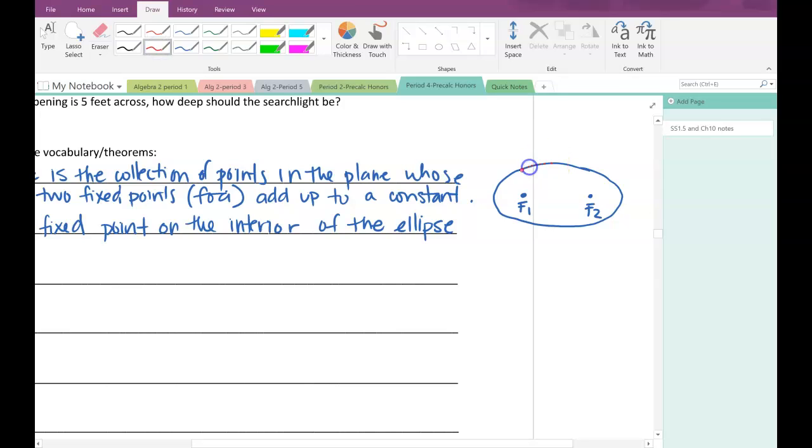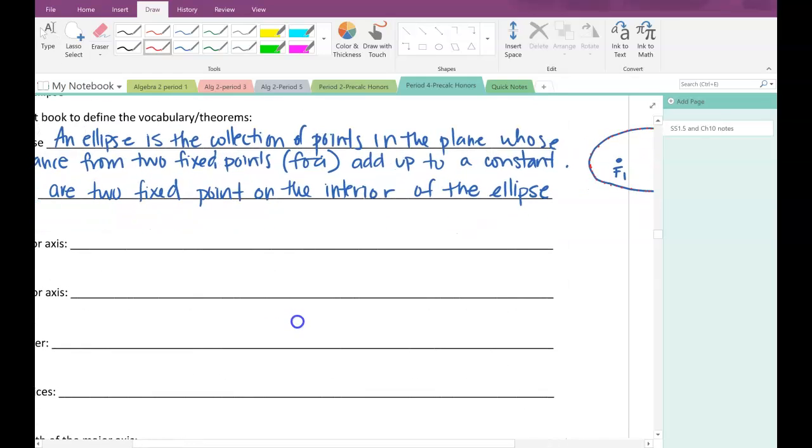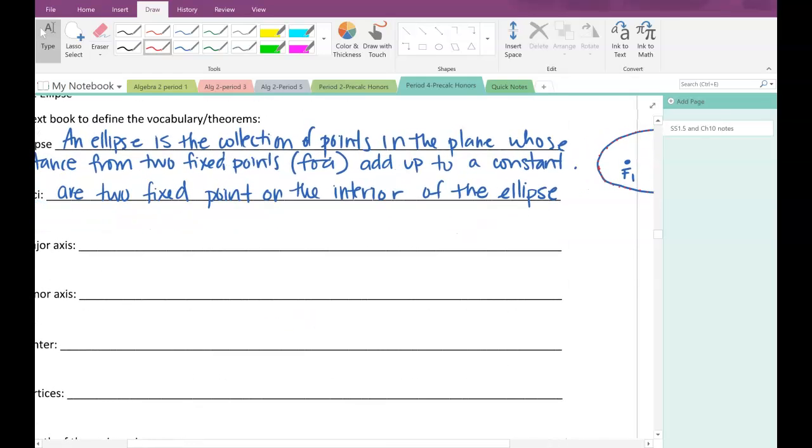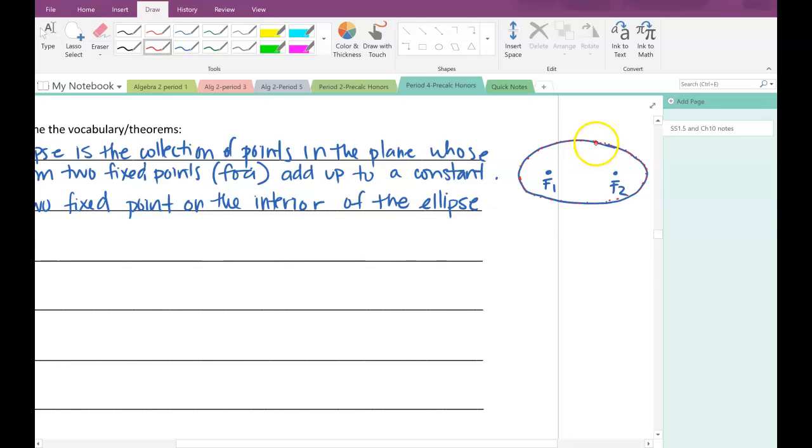I mean, every single exterior point here is collected to make an ellipse, okay? Then it says, collection of points in the plane whose distance from two fixed points. So let's say I'm going to pick that point, this distance and that distance, okay? If I add those two, that should be the same as if I were to pick this point and add that with that, okay?